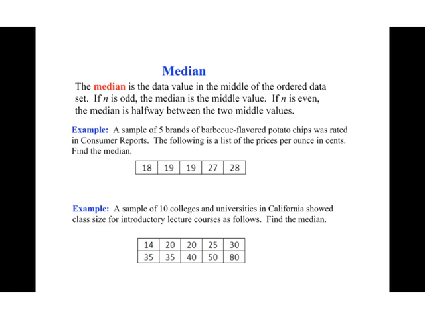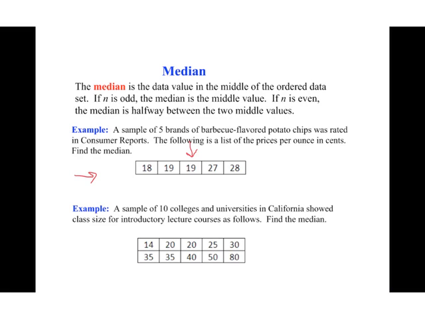The median is the data value that is in the middle of an ordered set of data. So if there's an odd number of pieces of data, the median is actually going to land right on a number. And you can see that in this first example here. My median actually lands right on 19. If it's an even number of data values, then the median falls halfway between the two middle ones. And what that means is you're going to need to find the average.